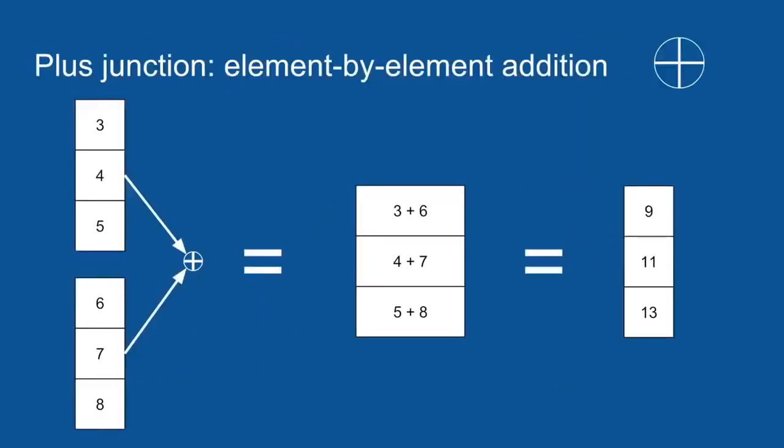So the cross in a circle is element by element addition. The way it works is you start with two vectors of equal size, and you go down each one. You add the first element of one vector to the first element of the other vector, and then the total goes into the first element of the output vector. So 3 plus 6 equals 9. Then you go to the next element. 4 plus 7 equals 11. And so your output vector is the same size as each of your input vectors. Just a list of numbers, same length, but it's the sum, element by element, of the two.